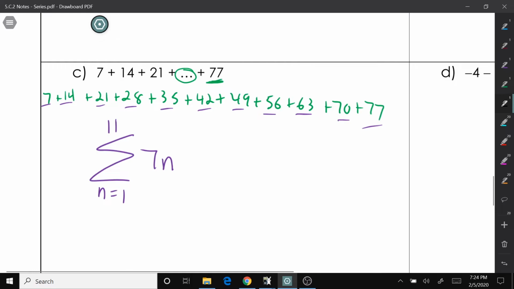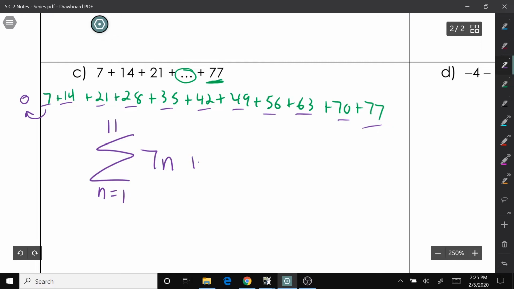Now, you may be sitting there and thinking, well, why don't we go backwards 1? Well, look, if we went backwards 1 and said, okay, what would go back here? In this example, it'd be 0. We don't need to add that plus 0 at the end. So it's just 7n.